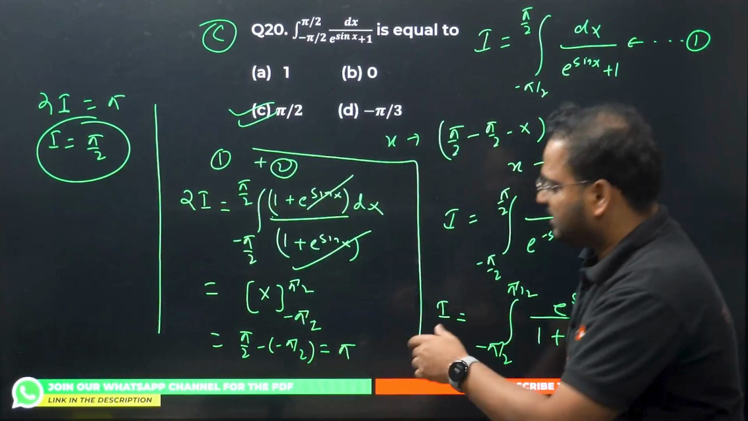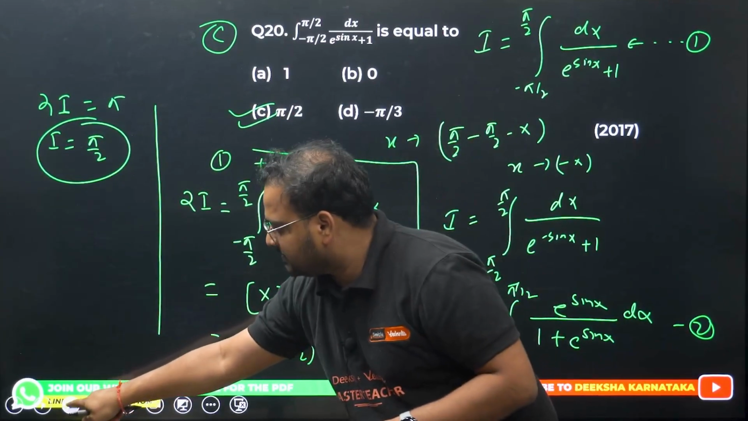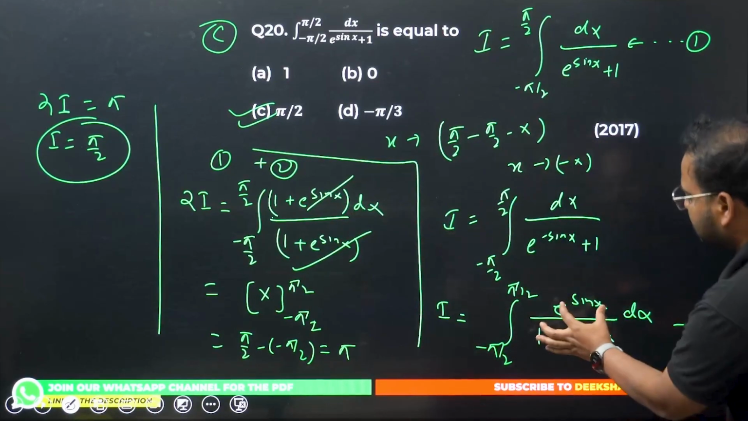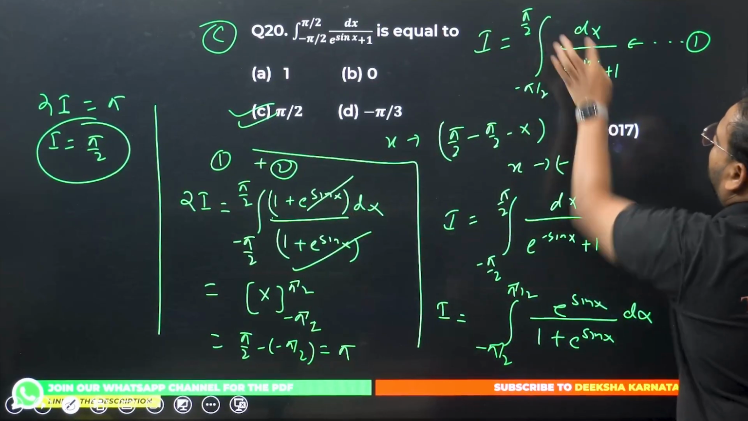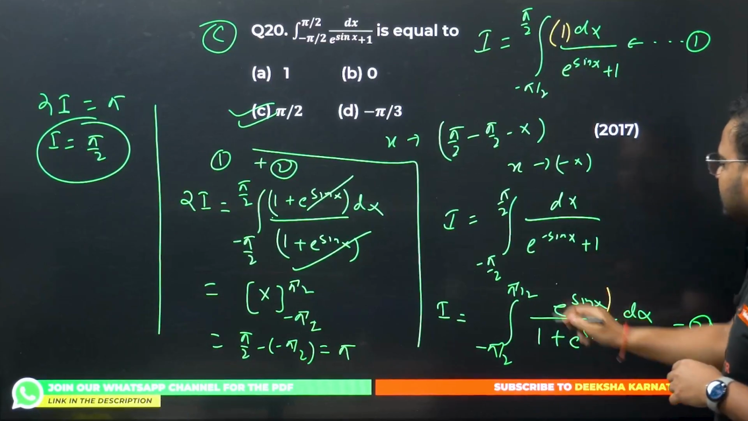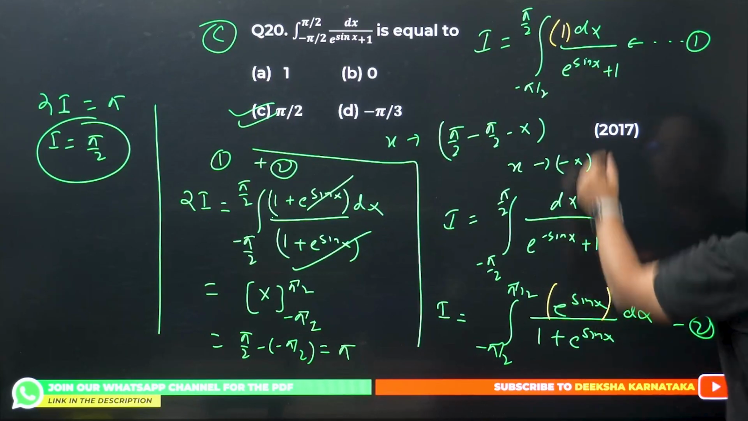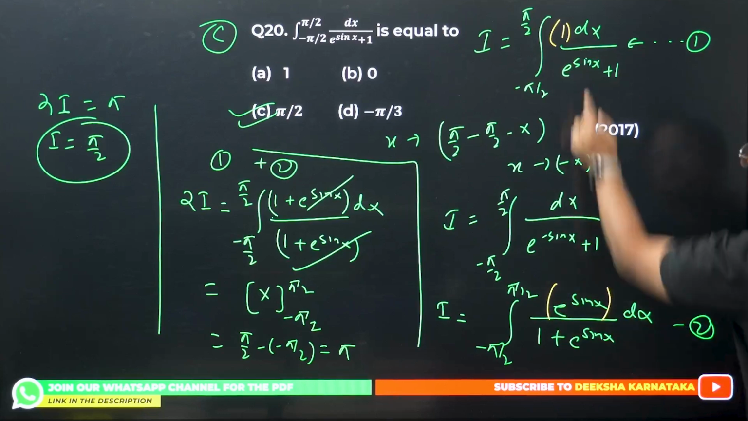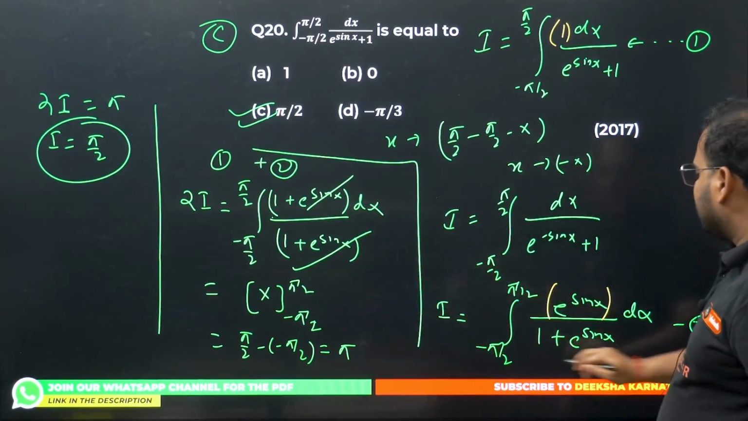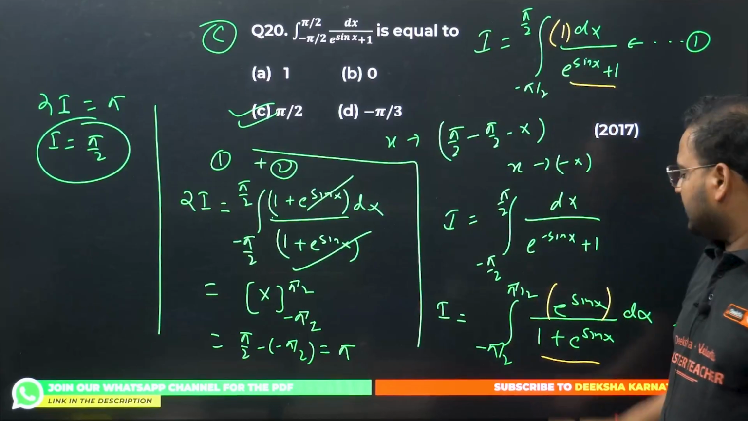Check once this step. Just a second. Yeah. So how do we get this? If you add this e power sin x with this part, what is there over here? We have 1 times dx. We have e power sin x times dx. Take dx common, you'll have e power sin x plus 1 in the numerator. Denominator, what do we have? Already e power sin x plus 1.